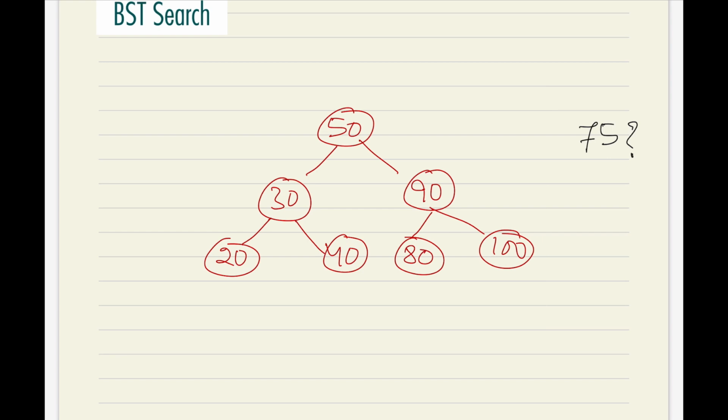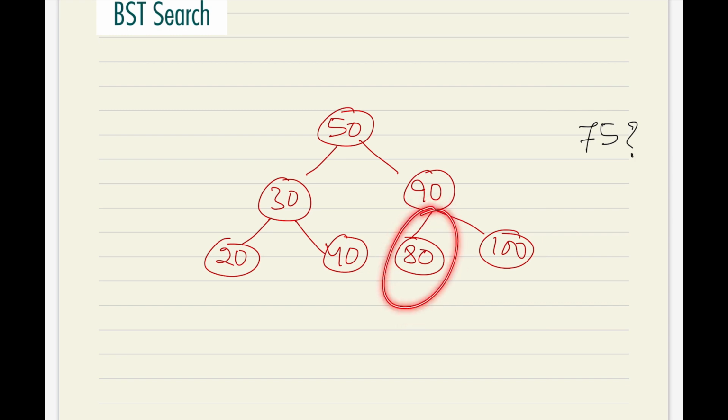So, following the same approach, first compare 75 with 50. 75 is greater than 50, so 75 should be in the right subtree. Now, come to the root node of the right subtree. It is 90, so compare 90 with 75. 75 is less, so we should search for 75 in the left subtree.